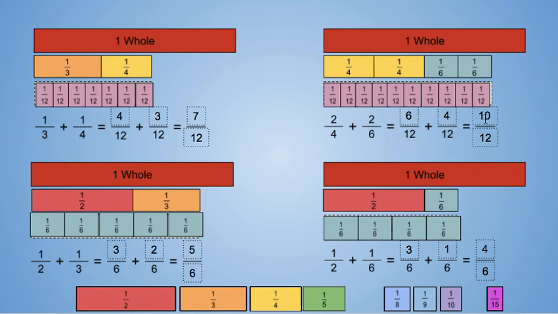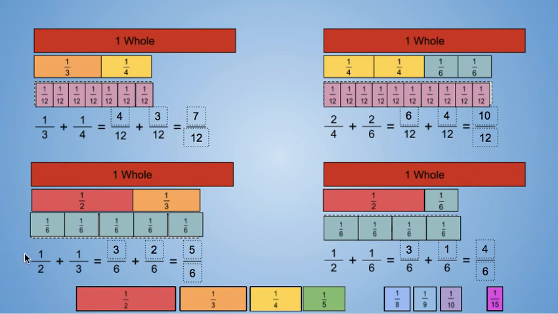6 plus 4 equals 10. Note that the denominator doesn't change because when I add these twelfths to these twelfths, the size of the pieces isn't changing when I put them all together. It's the number, the quantity, that changes.